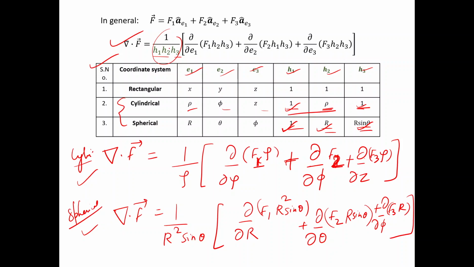It is very easy to remember. Once you know the values of h1, h2, h3 and e1, e2, e3, then the formula is simply 1 upon h1 h2 h3. And then if f1 is there, then we have to take the second and third h values. Similarly, if this is f2, then this is h1 and h3, and this is f3, so this is h1 and h2.